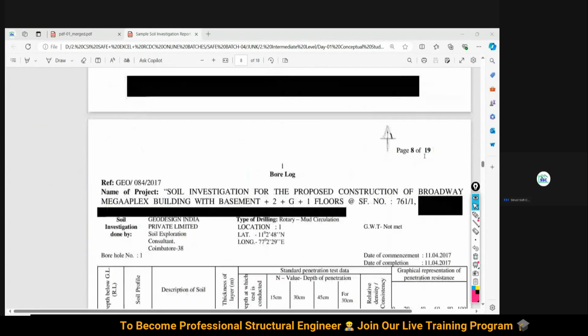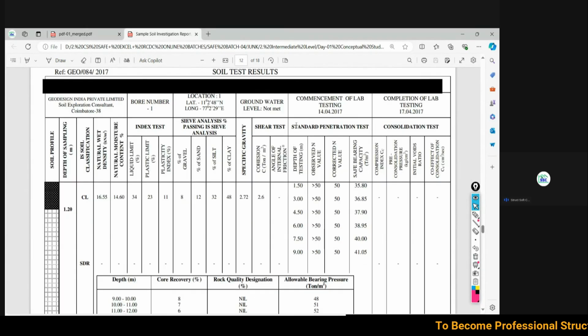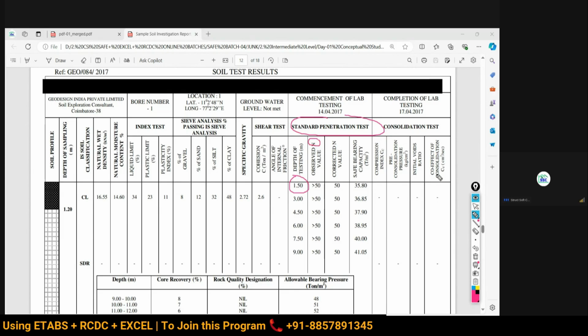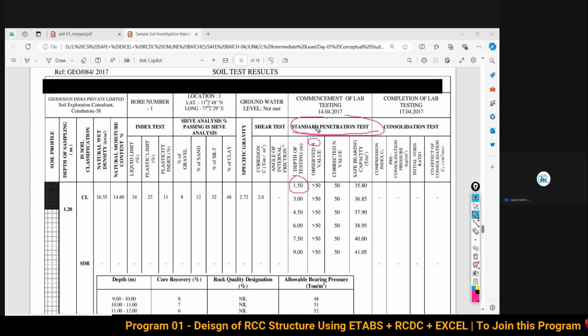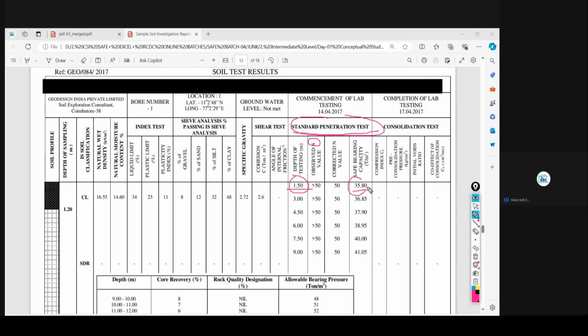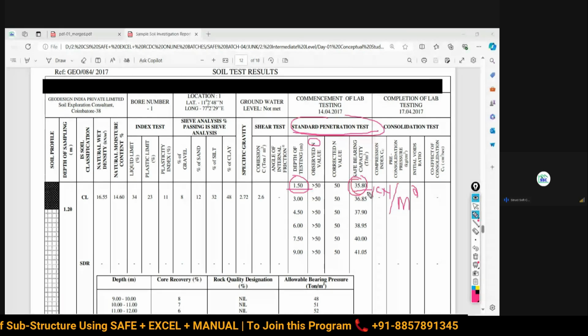Now this is the report, from 8 to 12, or I think 12 to 19, that they have recommended. Let me show you. See, the standard penetration test, and at a depth of 1.5 meter, the observed N values, the number of blows, how many times you are going to hit. If you study the standard penetration test, then you can understand the concept. So don't worry about this, forget this, just focus on this. At 1.5 meter depth, what is the bearing capacity? 35.8. How to convert it into kilonewton per meter square, I will explain later, but as of now, just remember to multiply it by 10. So 358 SBC. I will explain in detail.